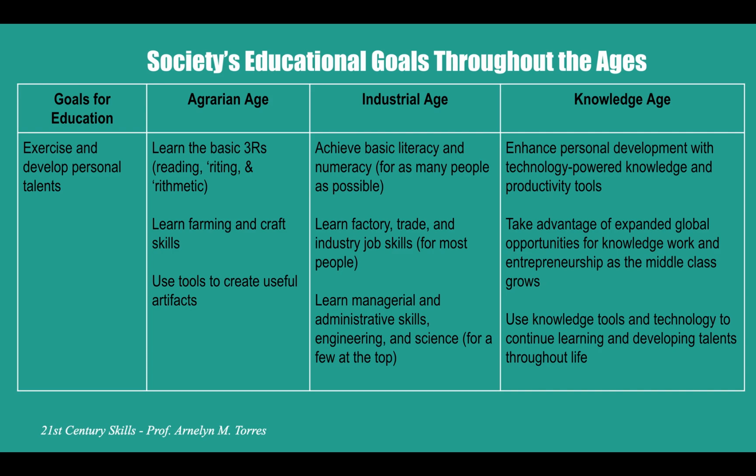for most people. And third, learn managerial and administrative skills, like leading or managing people, or maybe running a business, okay. And for a few people, they're expected to practice engineering and science. So people can become engineers or scientists, or maybe a creator of something. Moving to the knowledge age, first goal is to enhance personal development with technology-powered knowledge and productivity tools.